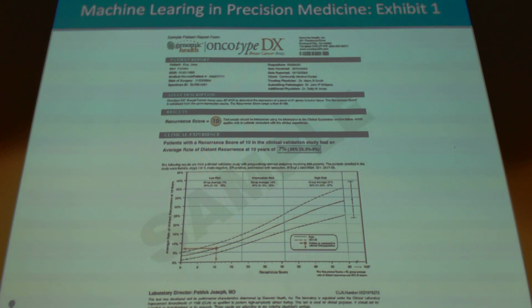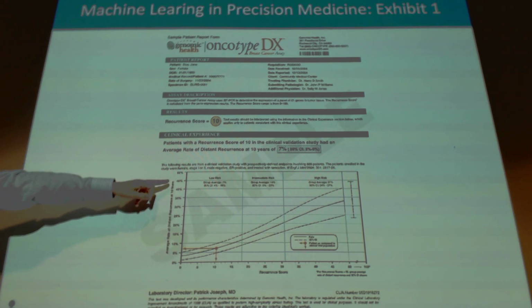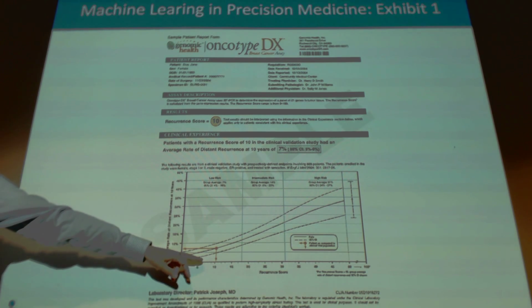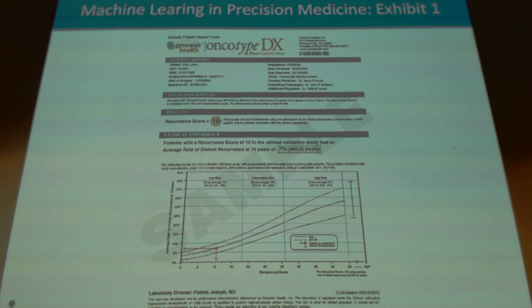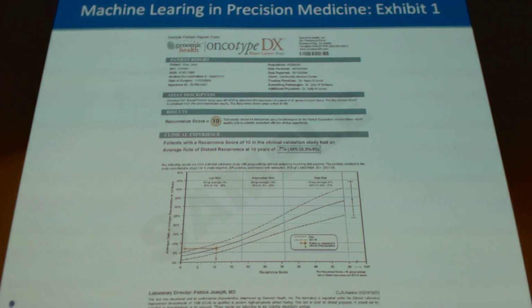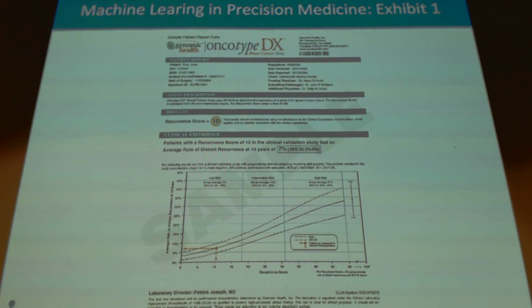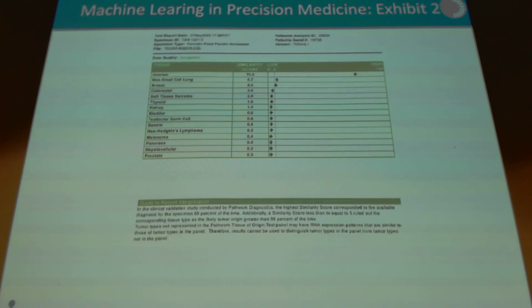And this test gives them. This is the chance of recurrence. In this particular patient, it's under 10%. So it's reasonable to assume there is no need to apply toxic treatment to this individual. So this is a very widely used test. It's basically standard practice in the United States and a couple of other countries.